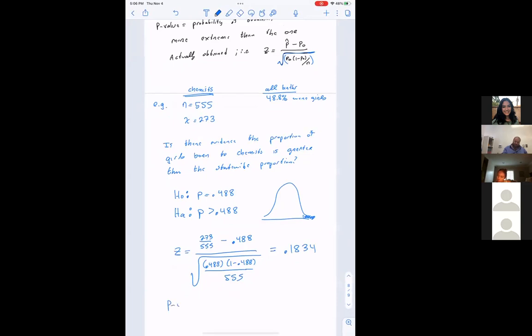And what is the probability of being past 0.1834? 0.4272. 42.72%. So there's a 42.72% chance of getting the result that we actually got, or even something worse, more extreme, if the null hypothesis were true.